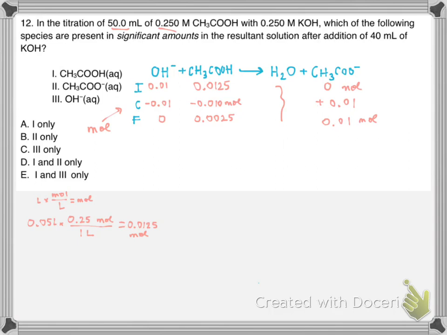Okay, so then we can look at the results of our ICF table to figure out what we have. One of the things we see is we have our acetic acid present, and we have the acetate ion present. And so we could identify this as a buffer. It doesn't really matter for this question, but it is a buffer. We can look at what's left, and we have just these two things present in solution, because we used up all of the hydroxide. It was limiting. So the correct answer here is D.